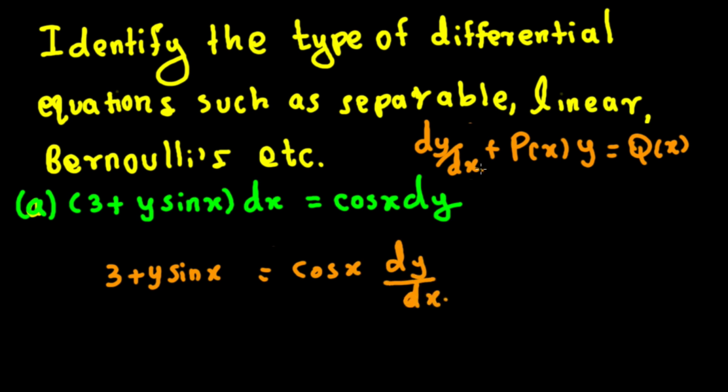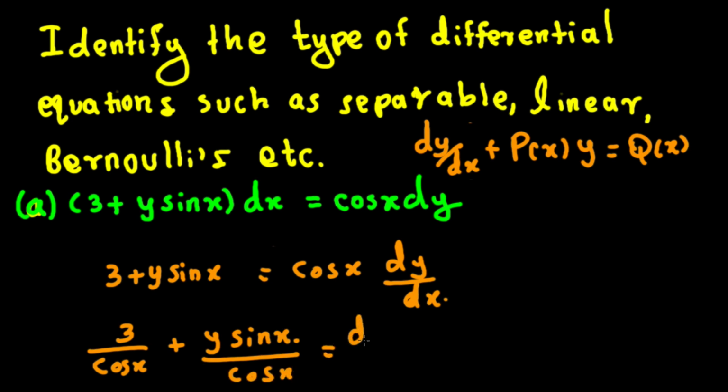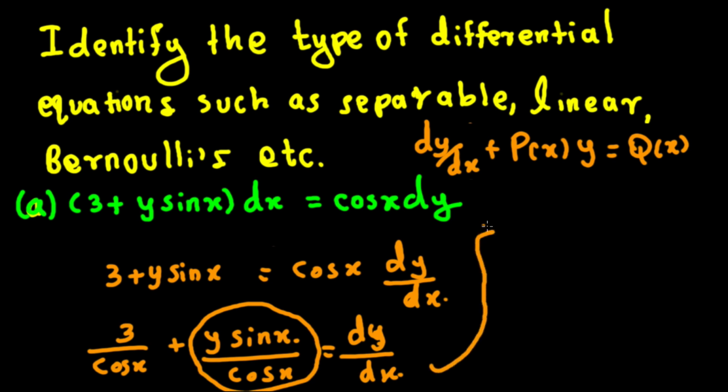Now we have dy/dx. In front of dy/dx we shouldn't have anything, so we have to bring this cos x to the other side. So this is going to be (3 over cos x) plus (y sin x divided by cos x), equal to dy/dx. Now the next thing is this has to be the addition of a function of x multiplied by y. So which one is the function of x multiplied by y? This one is the function of x multiplying with y, right? So we have to bring this one to this side.